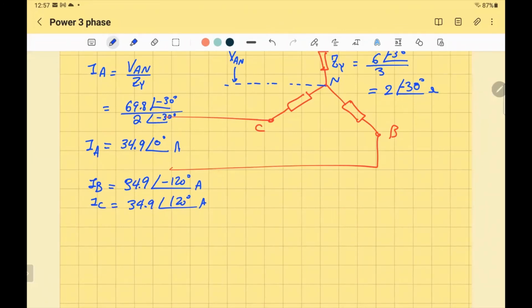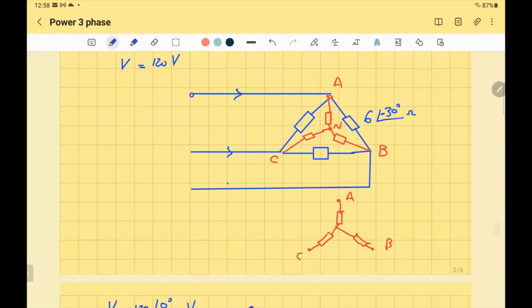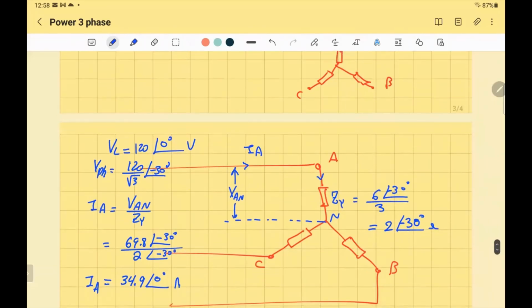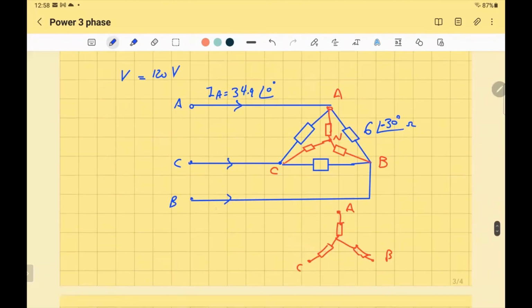The question is, determine line currents and phase currents. The load was not going to start. Why did I do that? I just did that to make it easy for me to solve it. So I found the line current. Now I have to go back to the delta and put the value that I got. I got IA equal to 34.9 angle zero. That's IC, because that's C, that's A, that's C, that's B. I got IB the same, equal to 34.9 angle negative 120.